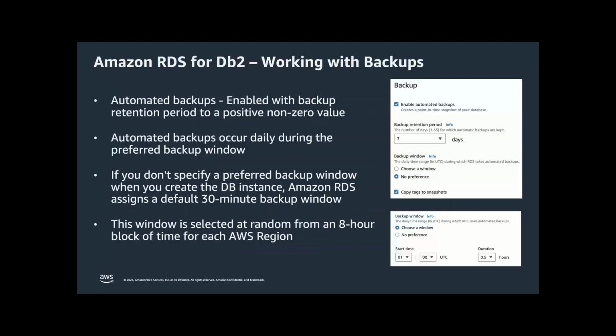So now that we saw high availability, let's talk about other aspects, right? For example, the backups. RDS provides you two different methods of backing up and restoring your DB instance. One is the automated backup, and another is database snapshots, or DB snapshots. Let's talk about automated backups here.